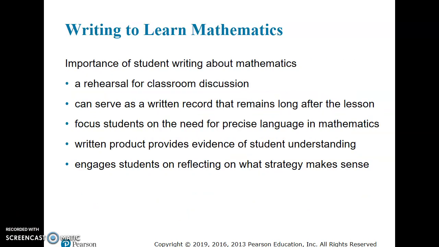Writing is a reflective process and involves students in metacognition, which is connected to learning. Metacognition refers to consciously monitoring and regulating our own thoughts. It helps facilitate classroom discussion. A written record or a pre-drawn picture can be helpful to reference during discussions.